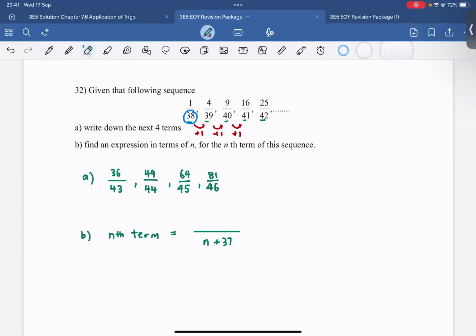Now let's go back to the numerator. What's the nth term of the numerator? Anybody? The numerator, what's the nth term? N squared. Yes, correct. The first term is 1 squared. The second term is 2 squared. The third term is 3 squared. The fourth term is 4 squared. So the nth term will be n squared. So this is the nth term for the sequence. We see the numerator and denominator separately.